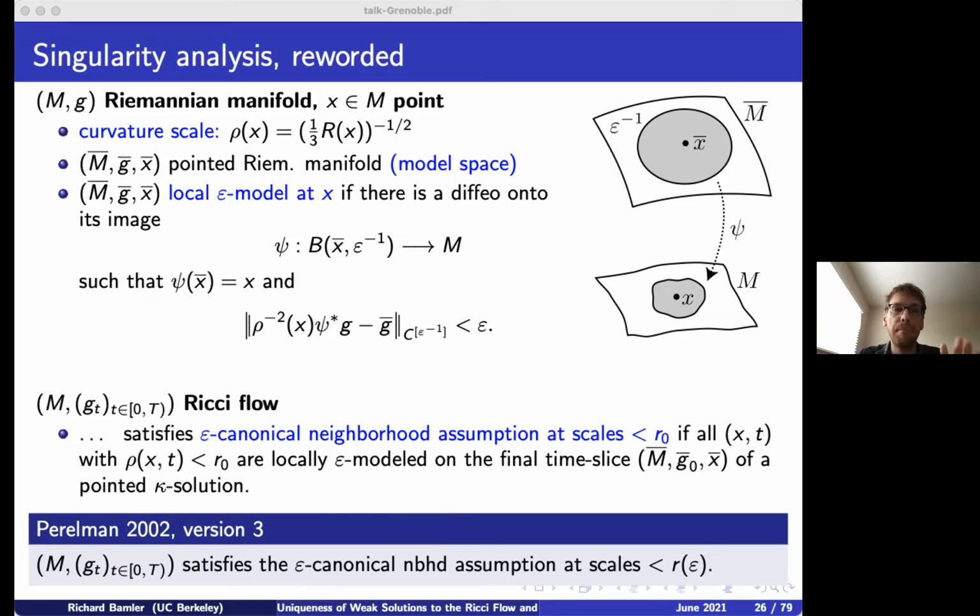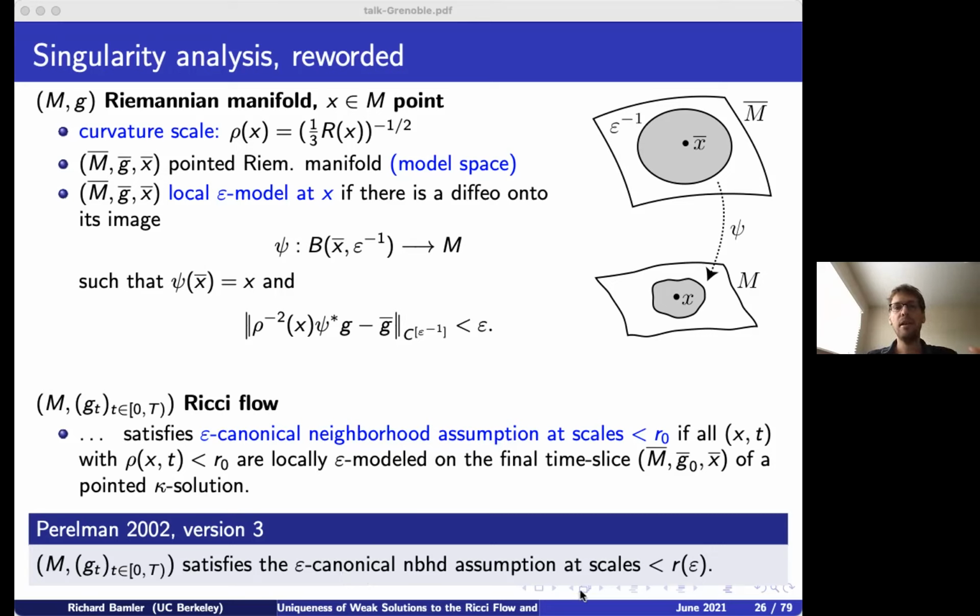Yeah, and so I'm skipping some of the ideas of how this is proven, but essentially this can be proven using some blow-up analysis. Assume this is not true, then we would find points of smaller and smaller scales that are not close to kappa solutions, but then we can pass to a limit and get a kappa solution. Anyway, so this is all that we need to recall.